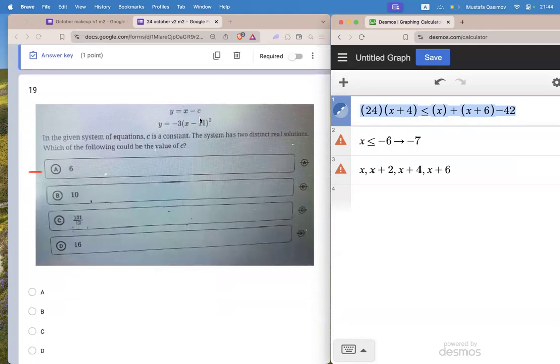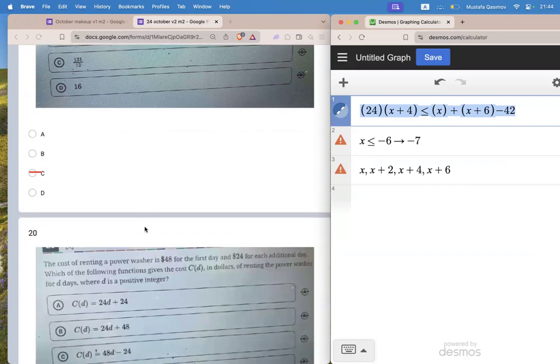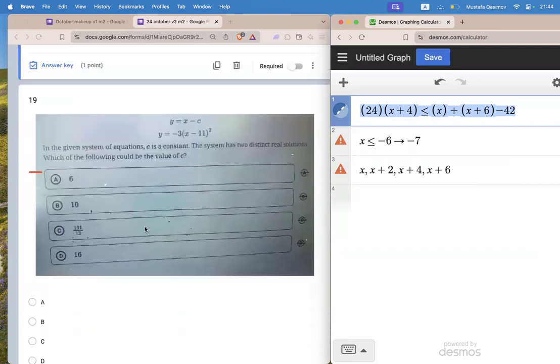19. Just write the decimals, check all of them. If you have two intersection points, it is the correct answer. Answer is D.